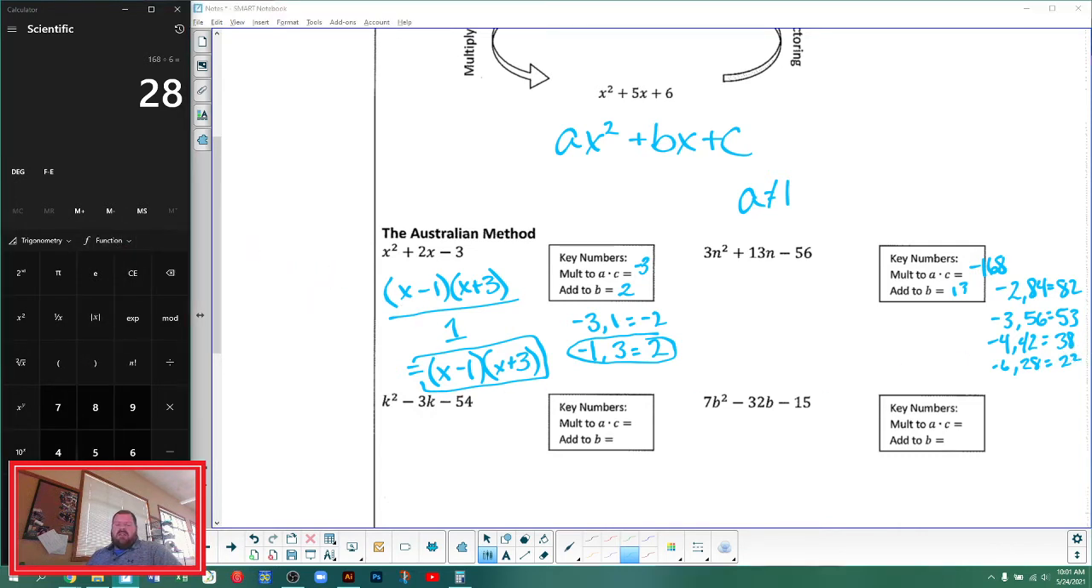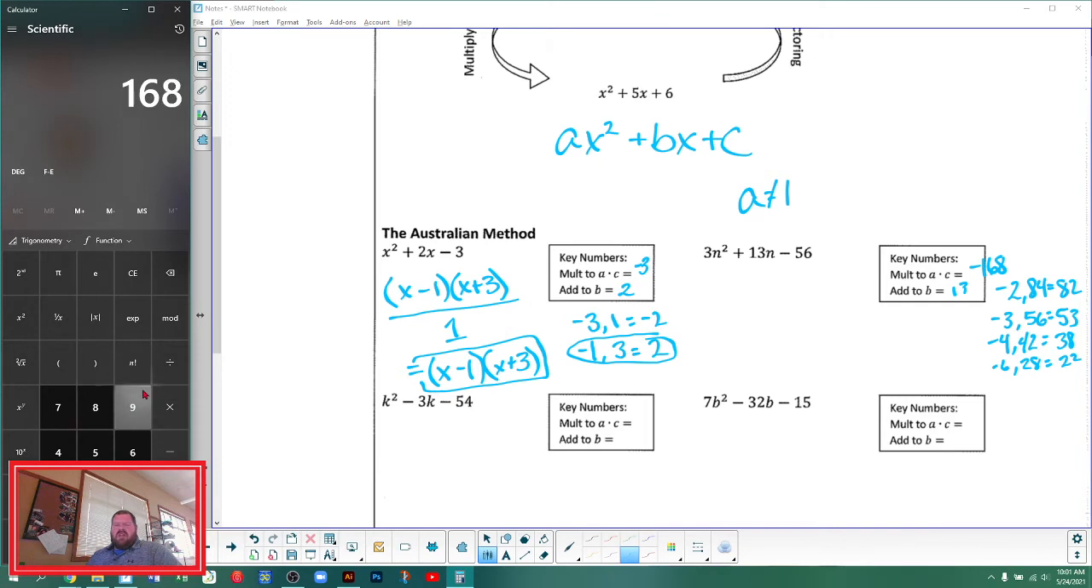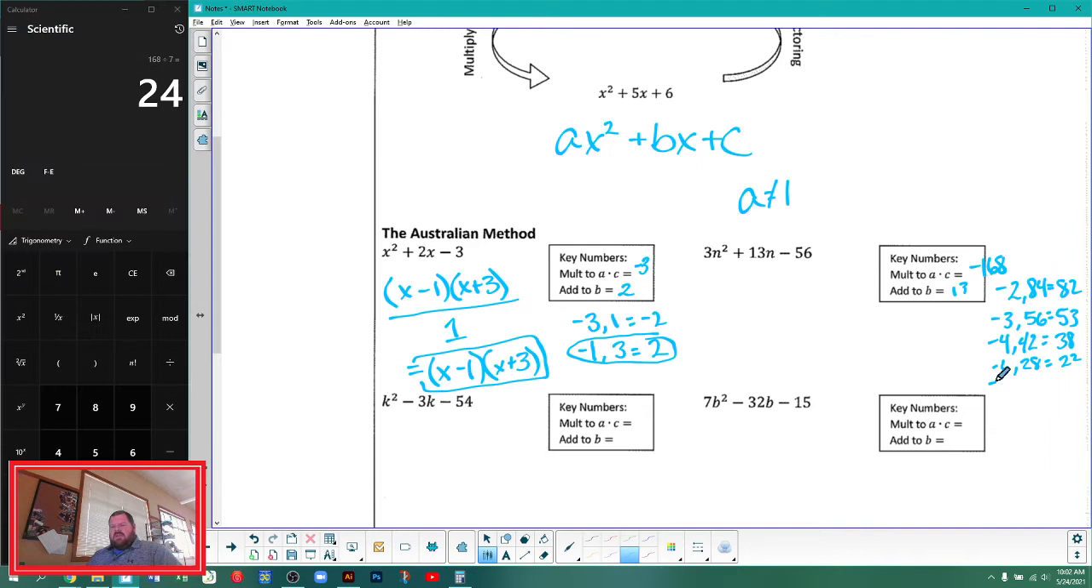So not there yet. It's probably a multiple of 7. Oh, it is. But if it wasn't, I would get a decimal here. But I know it is because I get a whole number. And then when I add 24 and negative 7, I get 17. I'm not at 13 yet, but I'm getting closer.